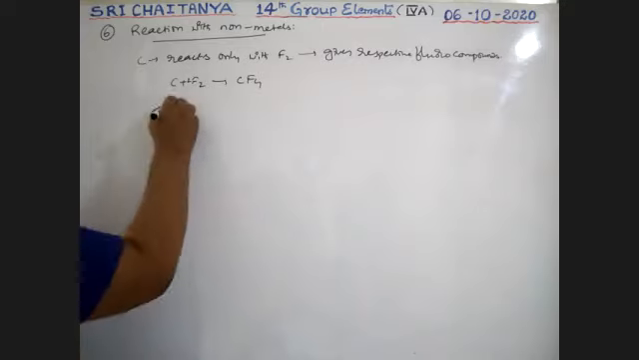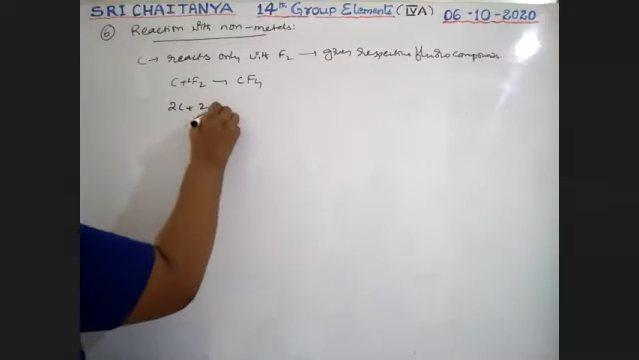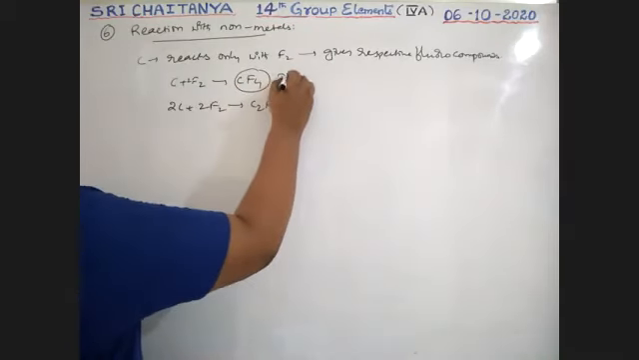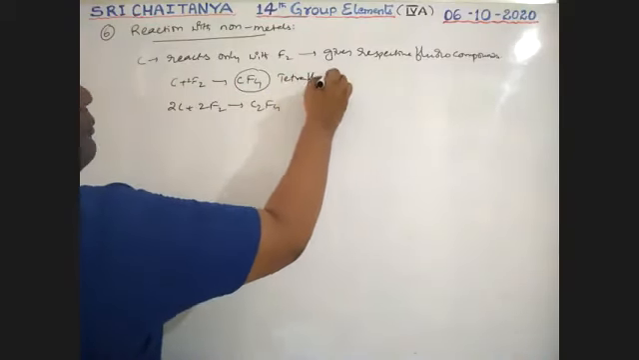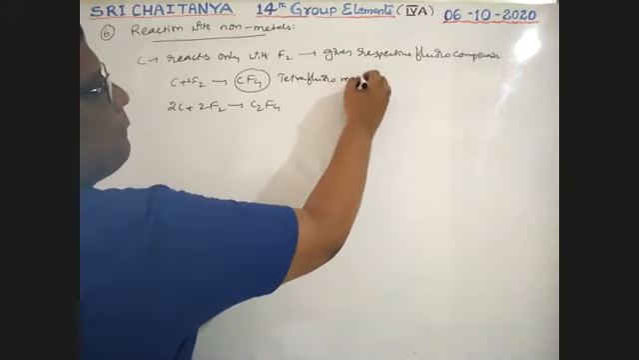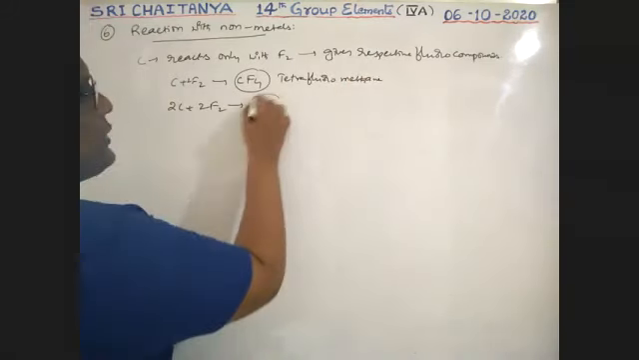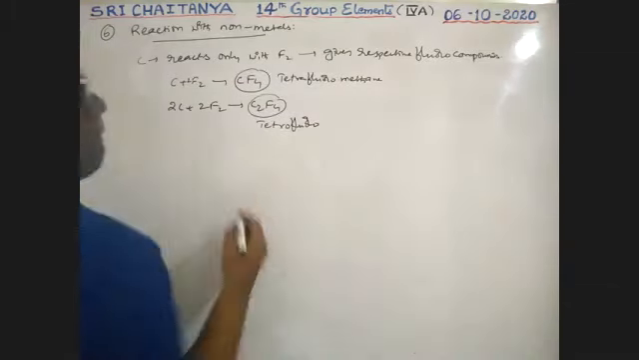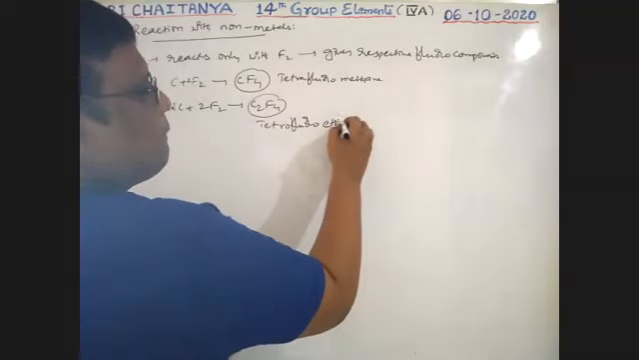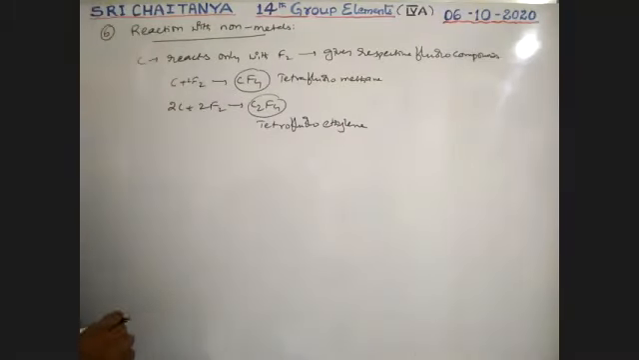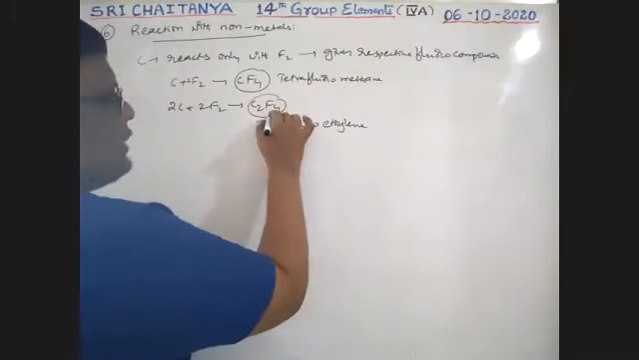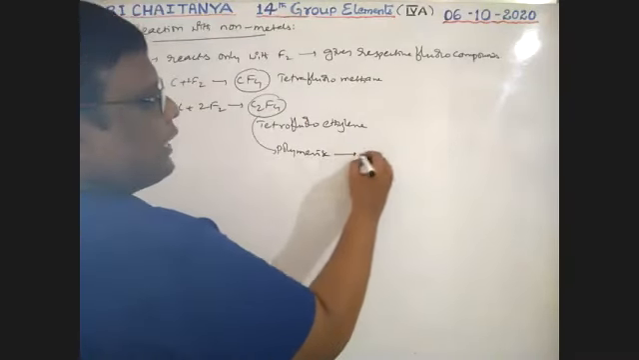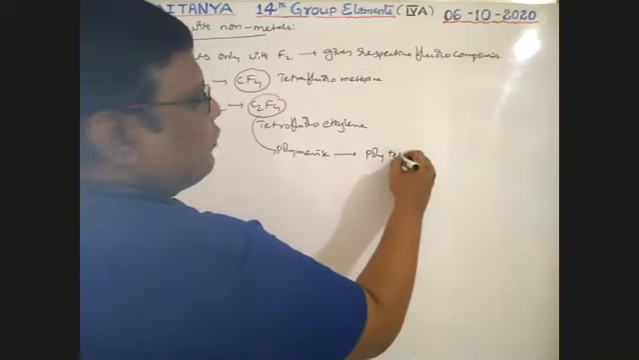Similarly, 2 carbon plus 2F2 gives C2F4. CF4 is tetrafluoromethane. C2F4 is tetrafluoroethylene. If tetrafluoroethylene is polymerized, it gives polytetrafluoroethylene.